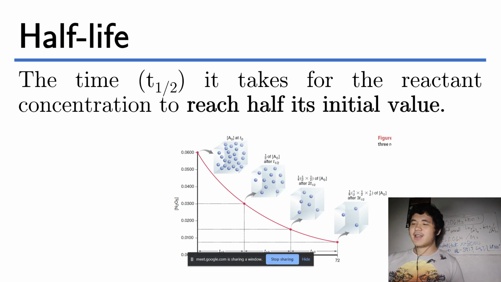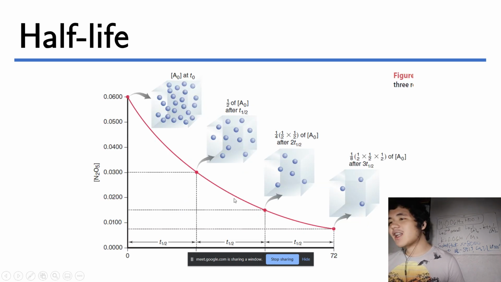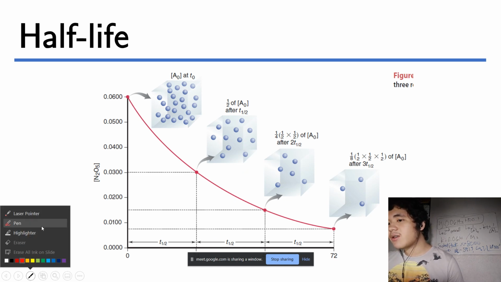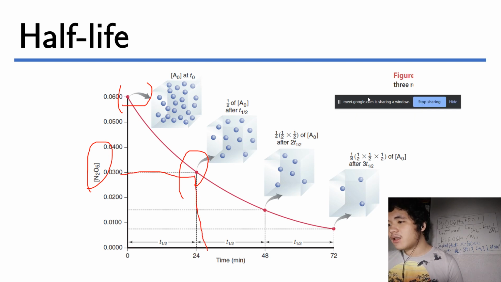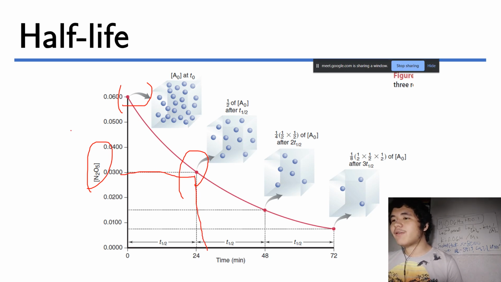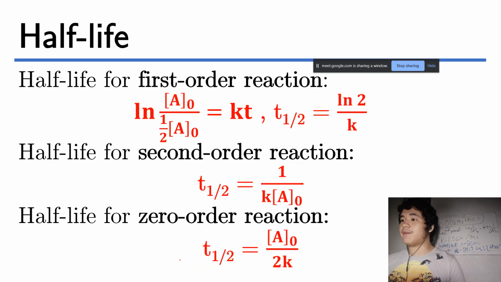Half-life. What's half-life? Time it takes for the reactant concentration to reach half its value. So, pag titignan natin yung time nito, ayan, 0.6 siya sa start. So, ito pala ay decomposition of N2O5. Nag-start siya at 0.6, 1/2 siya, 0.3 at 24 minutes. So, therefore, ang half-life ng N2O5 ay 24 minutes. Yun yung concept niya.